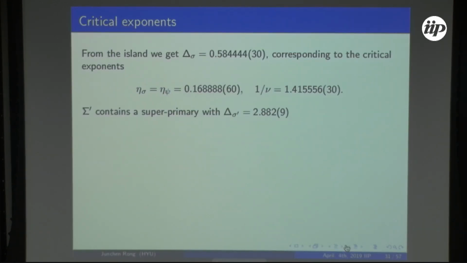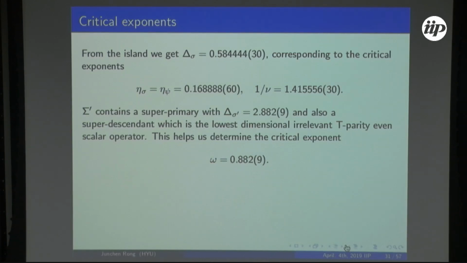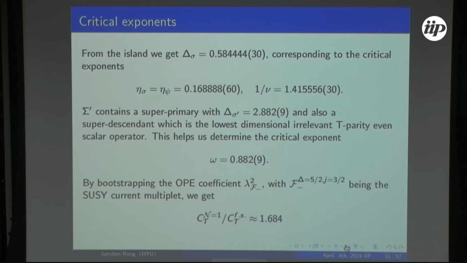Okay, so the island has some value, and you can translate it into eta and 1/nu. Sigma prime contains a superprimary, but its descendant is 3.882 in terms of critical exponents. Omega is this one, and you can also determine the central charge, which is roughly this.